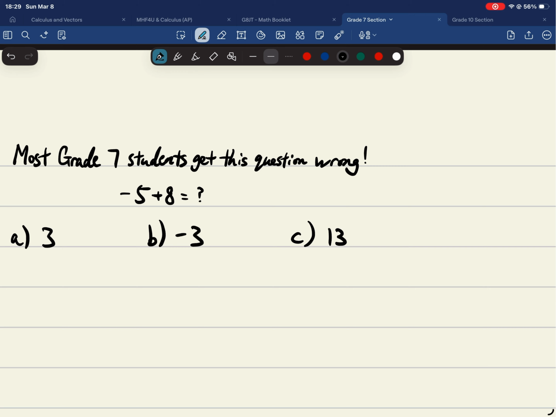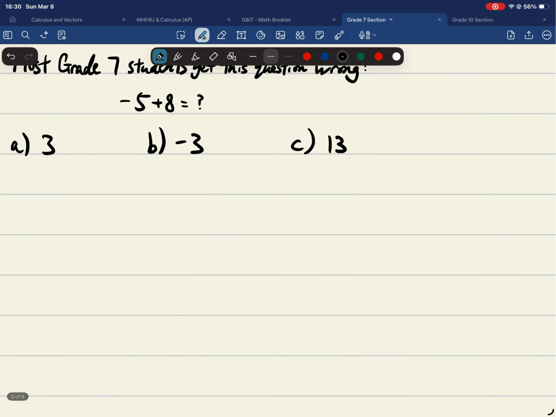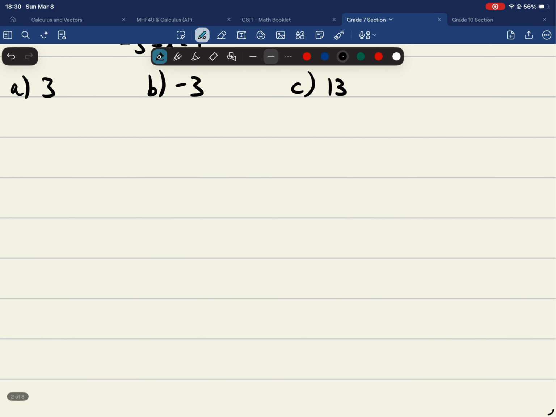Most of the grade 7 students get this question wrong. So -5 plus 8. What should the answer be? Please tell me in the comments below. Today, I'll show you a simple trick to solve negative number questions easily.